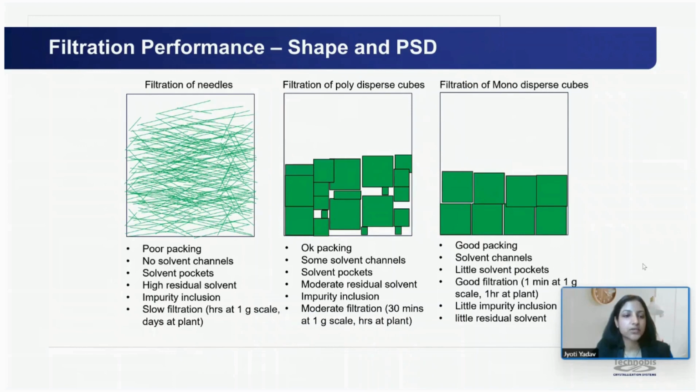Then here is the third example, filtration of monodispersed cubes, showing high control of particle size distribution and representing good packing. Because there are no solvent pockets, the chances of solvent trapping are also less, and this results in fast filtration. Therefore, to achieve high efficiency of downstream processes and desired API properties, it is important to monitor the particle shape and particle size distribution.